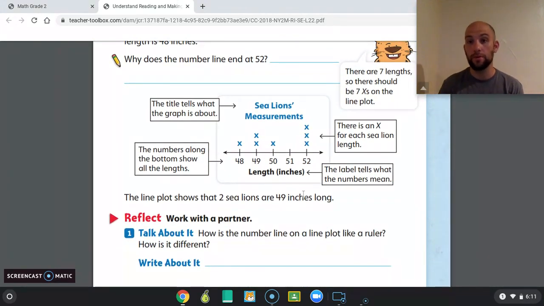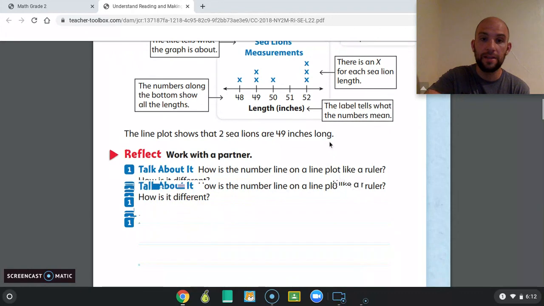A number line can just represent the distance, whereas a ruler or a tape measure has to show the exact distance between those numbers because it's used to measure. So those are a little bit different.